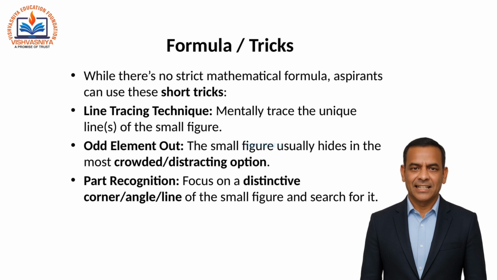Line tracing technique. Mentally trace the unique lines of the small figure. Part recognition. Focus on one distinctive corner or angle and locate it inside the bigger figure. Odd element out rule. Usually, the correct figure is hidden in the most complex and distracting option. Practice visual memory. With practice, your brain automatically detects patterns faster.